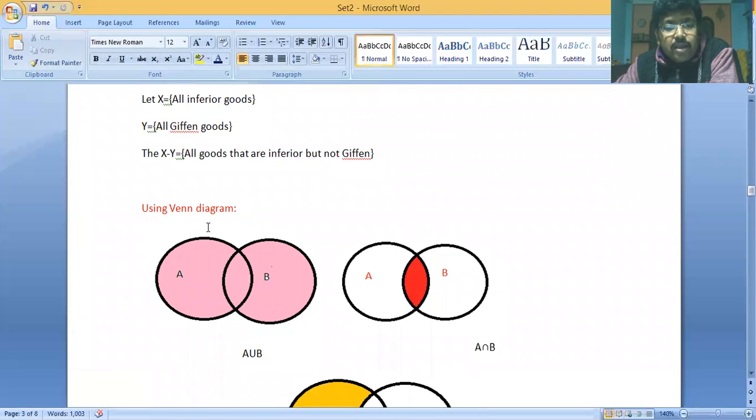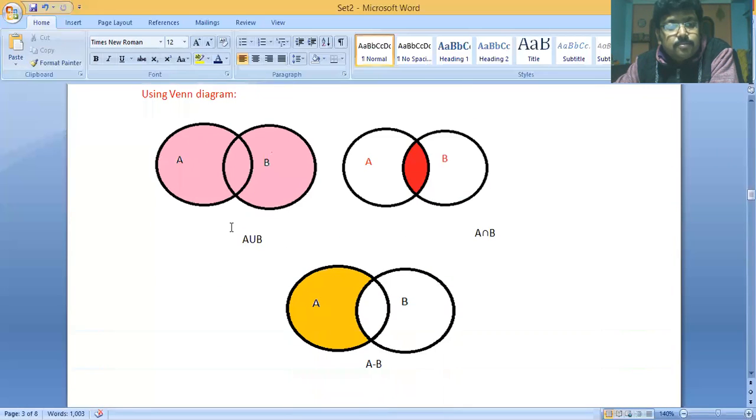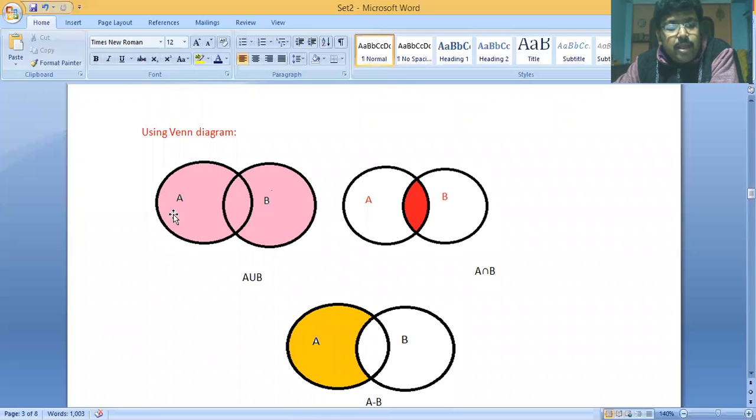Now using the Venn diagram, look at this. Now look, this is A union B. With the Venn diagram, you can say A union B is all the elements within this region. There may be elements here, here also. So it is the A union B Venn diagram.